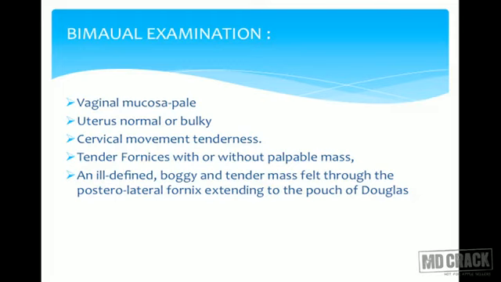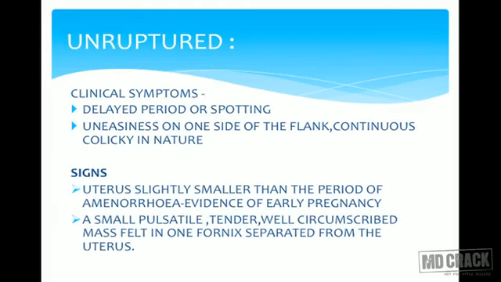and if there is intraperitoneal bleeding, you will have a sensation that the uterus is floating. This is called floating uterus sign, where in the intraperitoneal fluid, that means the blood, the uterus is kind of floating. You have to immediately think and diagnose it as ectopic.